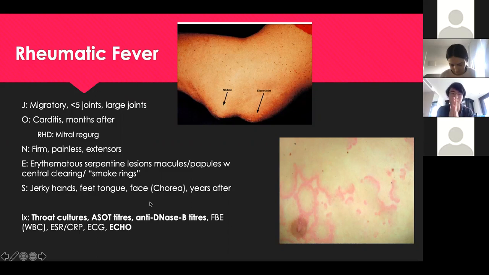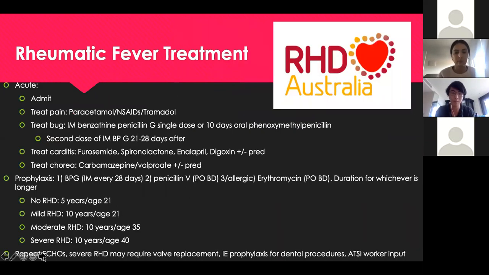So as we mentioned before, during criteria, we also need to get evidence of the streptococcal infection. So we can do that through either culturing the throat, doing your anti-streptolysin O titers, or your anti-DNase B titers. The other investigation we need to do is your heart investigations, particularly your echocardiogram, so that we can monitor for the valve function and also for heart failure. You can also do your inflammatory markers, so your FBE, ESR, CRP, and your ECG as well for that prolonged PR interval. So these are from the rheumatic heart disease guidelines.